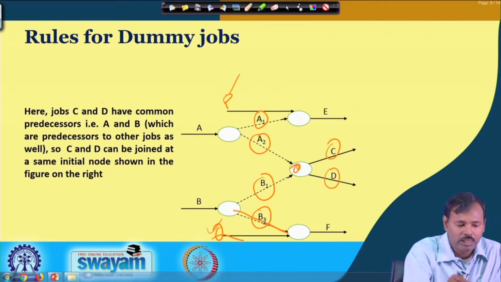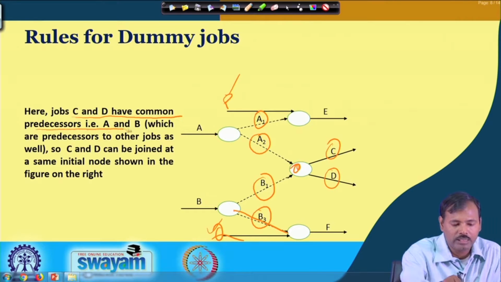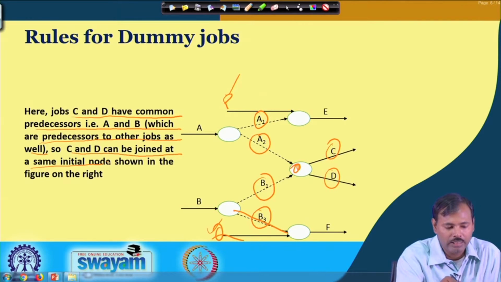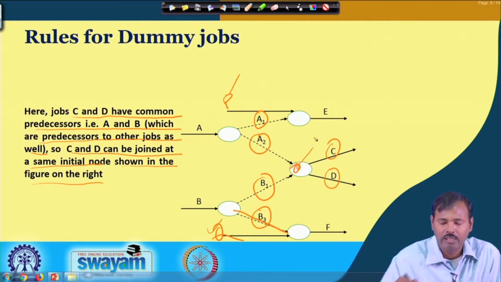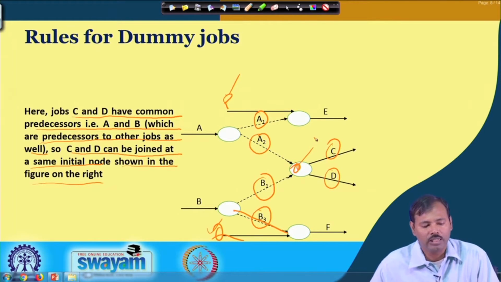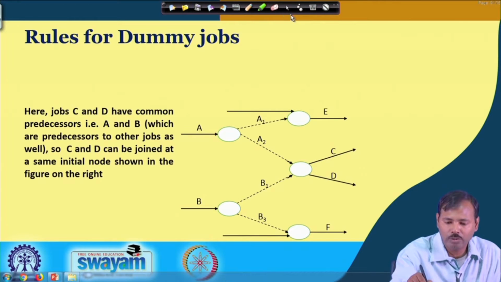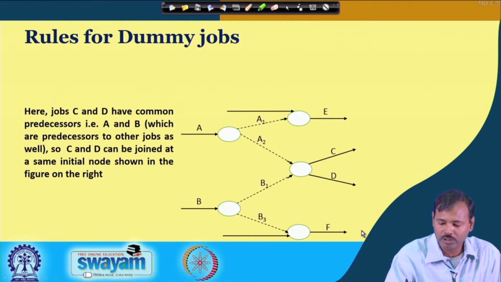So, that means you can see the jobs C and D have common predecessors, that is A and B, which are the predecessors to other jobs as well. So, C and D can be joined at a same initial node shown in the figure here, from which the C and D can come out or can be initiated. I hope you are able to understand this one.